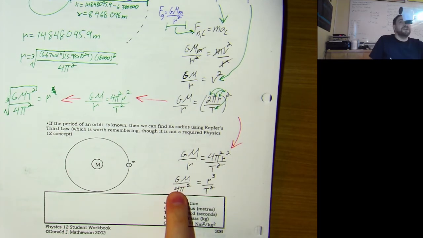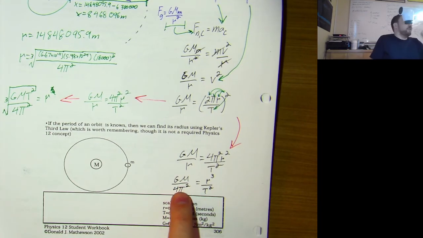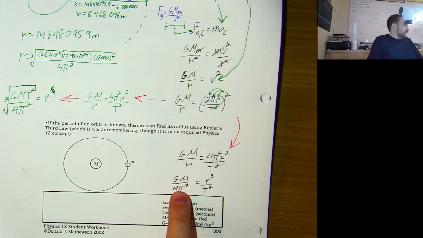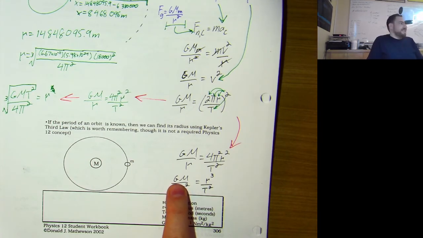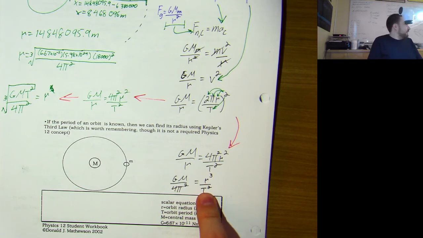This is a constant, because G is 6.67 times 10 to the negative 11, and the mass of our planet is 5.98 times 10 to the 24. It's going to be a different constant for every body, but for Earth it's 6.67 times 10 to the negative 11 times 5.98 times 10 to the 24, divided by 4 pi squared. That's equal to your radius cubed over your time squared.